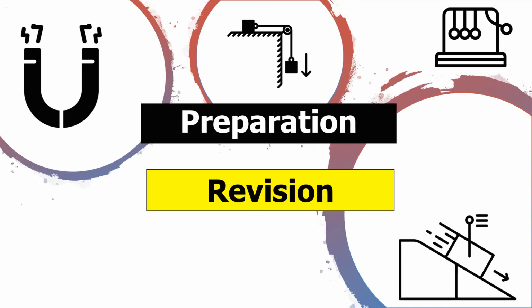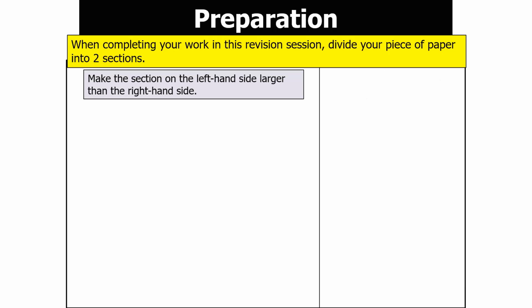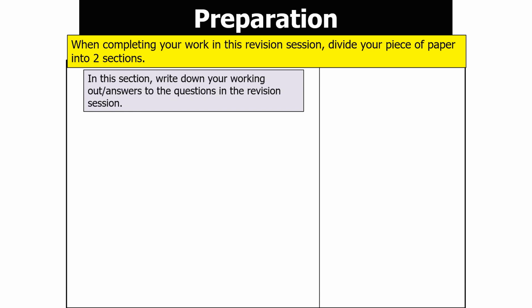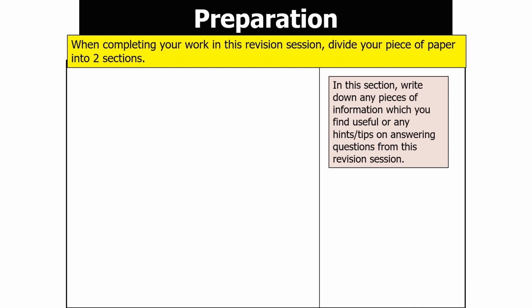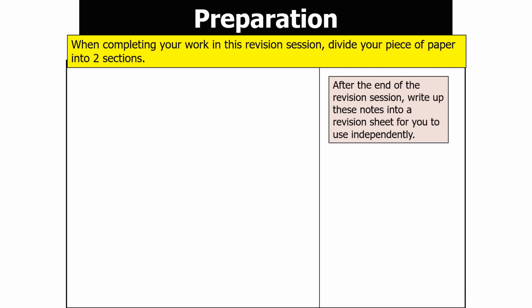So how should you prepare for this revision session? When you're completing your work in this revision session, divide your piece of paper into 2 sections. Make the section on the left hand side larger than the right hand side. In this left hand side section, write down your working out and answers to the questions in the revision session. When you're doing this, make sure you write in full sentences and show your full working out. Whilst in the right hand side, write down any piece of information which you find useful or any hints and tips on answering questions from this revision session. After the end of the revision session, write up these notes into a revision sheet for you to use independently.